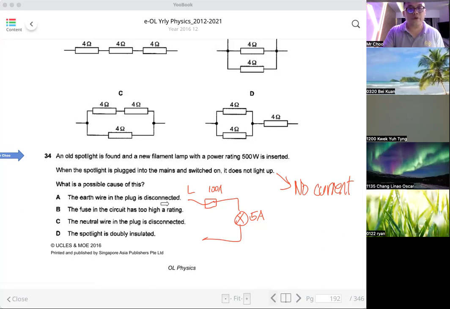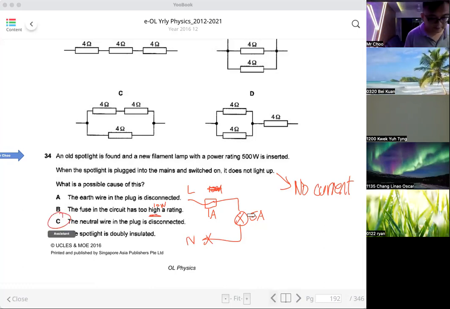Okay, so the fuse in the circuit, if it's too low, for example, I use a 1 ampere fuse, and then you need 5 ampere to light up the thing. So when 5 ampere of current flows through, the fuse will break. So if the answer here is low, then B might be correct. Okay, so therefore for this answer, your neutral is not connected. So there is no closed circuit, therefore your bulb will not light up. So the answer for this is C. Is that clear?